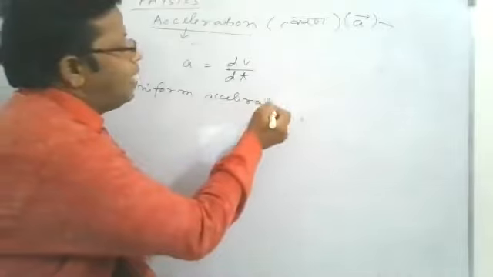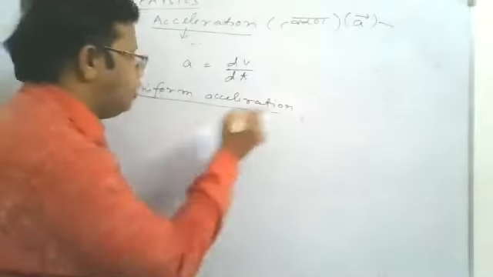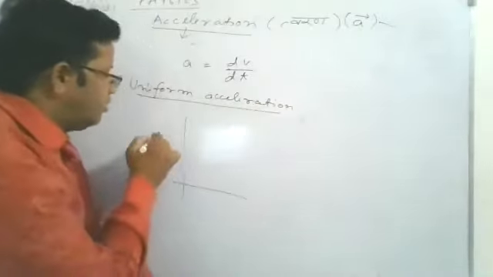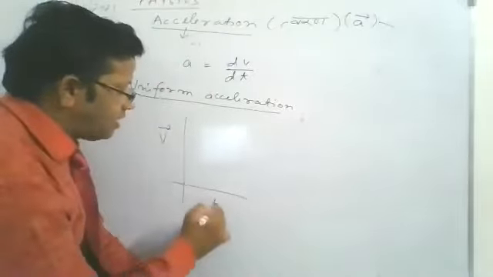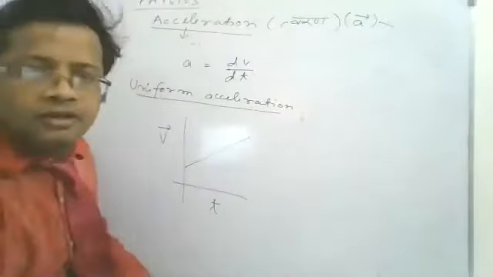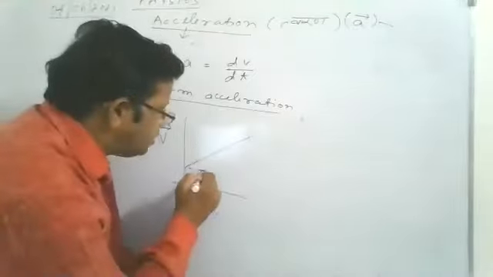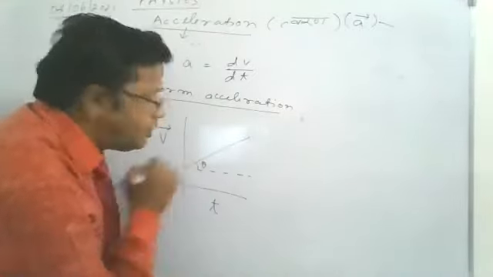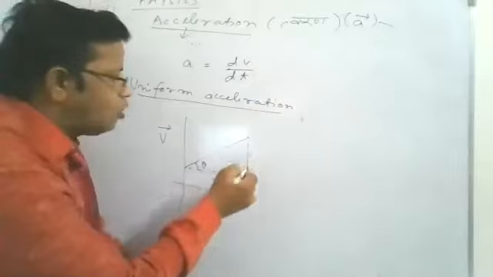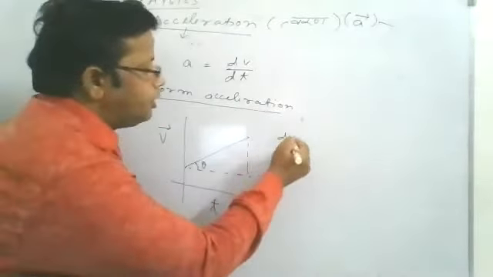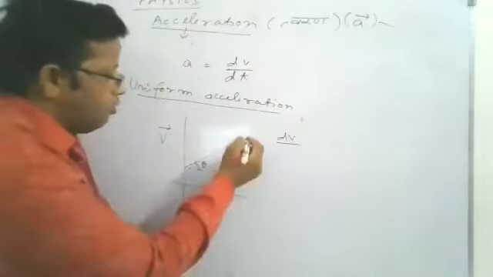What is uniform acceleration? See here, if the velocity versus time graph is like this, the slope is constant. This theta, tan theta, is called the slope. That is dv by dt, the rate of change of velocity.